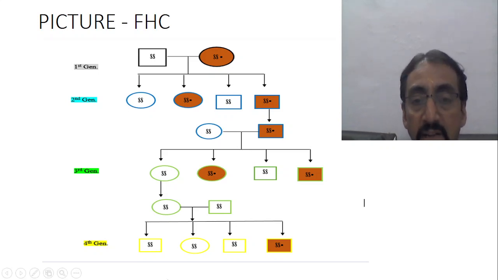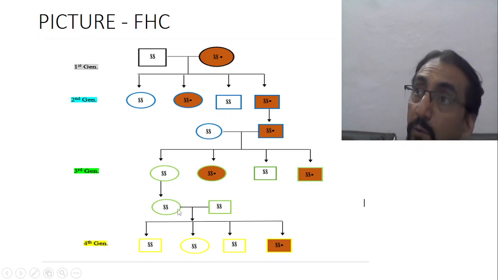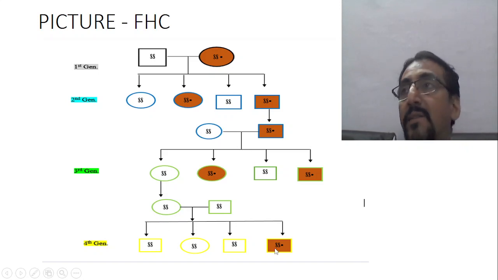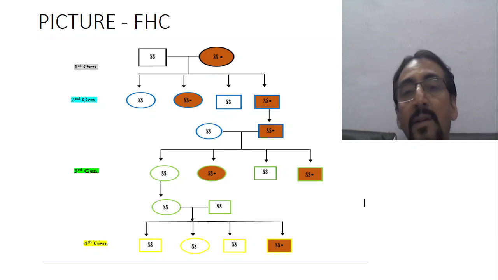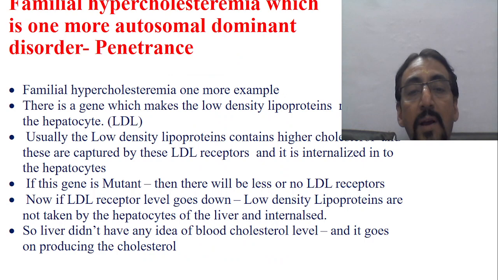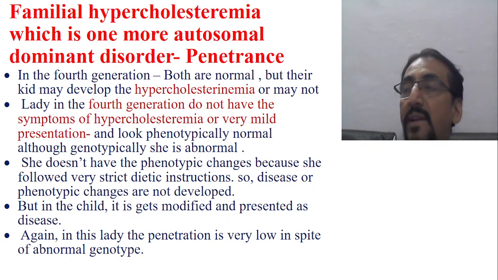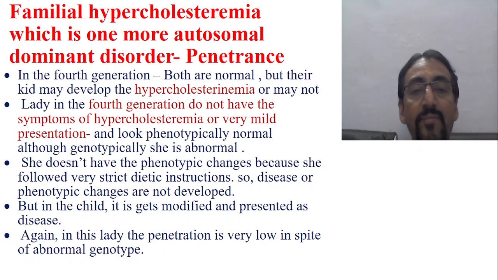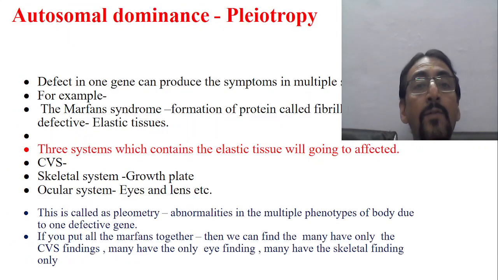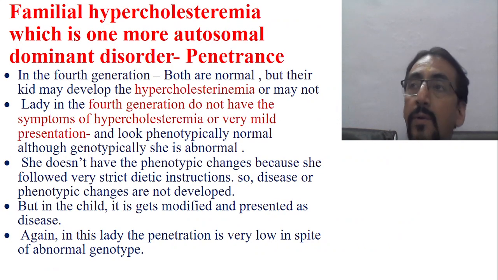But when it comes to the next generation, although the father is normal and the mother is also looking normal, not genotypically, the child had the disease, because one gene is sufficient to cause the disease since it's a dominant trait. So this is how the disease familial hypercholesterolemia starts. This is one of the best examples for an autosomal dominant trait, and also an example for penetrance.